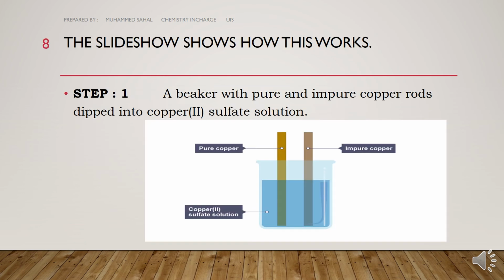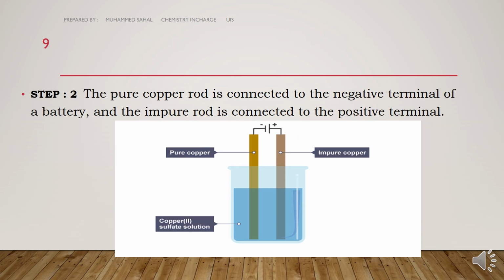In step 1, a beaker with pure and impure copper rods dipped into copper sulfate solution. In the initial stage, we take pure and impure copper rods, and the pure copper rod is taken as the cathode and the impure copper as the anode. In the second stage, the pure copper rod is connected to the negative terminal of a battery and the impure rod is connected to the positive terminal.